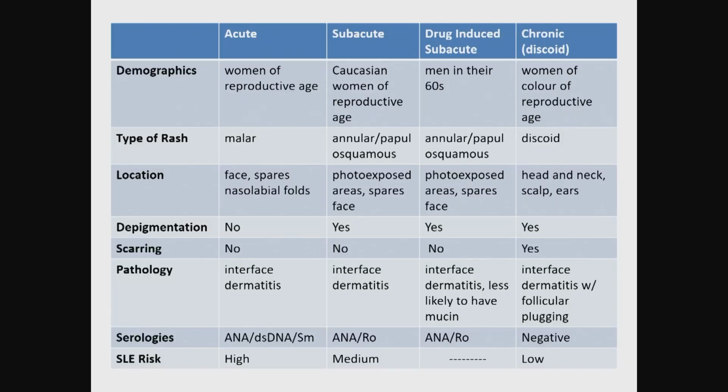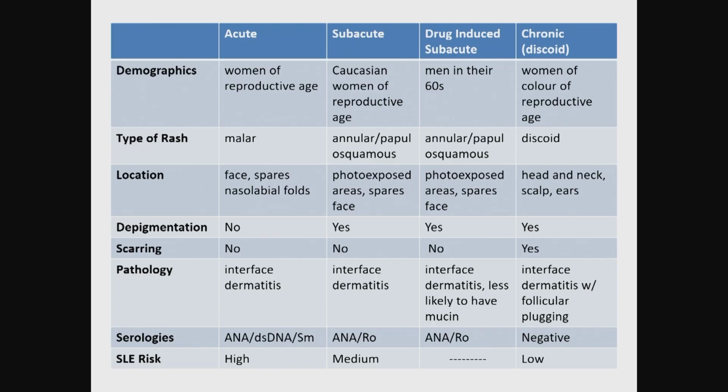Okay, that was a lot of information. Acute, subacute, chronic. They are united by the fact that they're photosensitive. They're united by the fact that you frequently see interface dermatitis when you do a biopsy. They're united by the fact that they primarily occur in women of childbearing age, with the exception of subacute drug-induced, which usually happens in older guys. And they're united by the fact that they can be seen to varying extents in SLE as opposed to just isolated cutaneous disease.